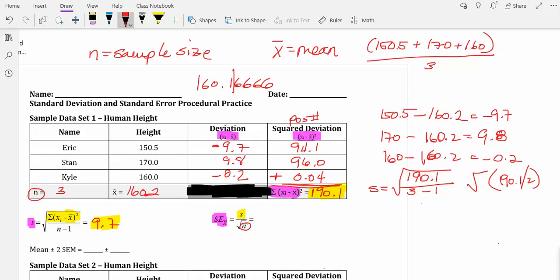So let's go ahead and calculate this. So our standard error is our standard deviation, which is 9.7, divided by the square root of our n, which is 3. So guys, do the math. I need at least 2 answers telling me what that is, so that way I can verify.